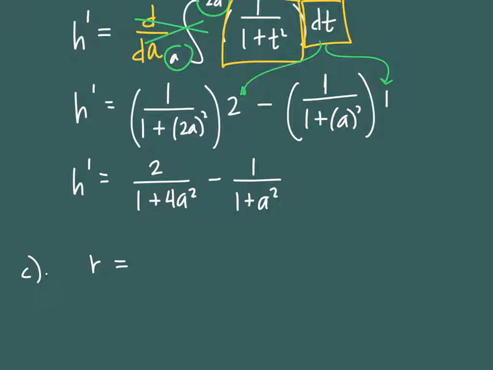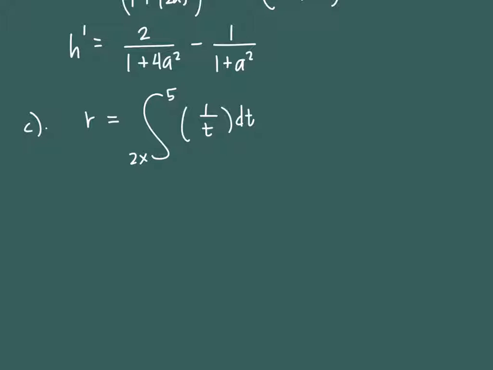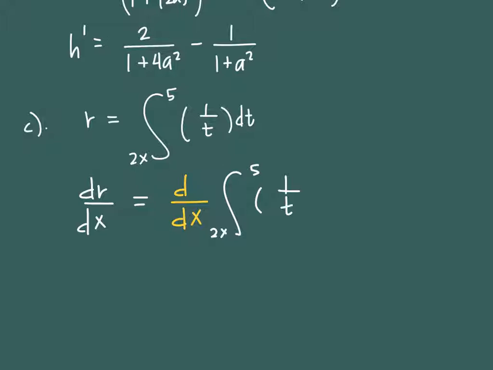Okay, r equals the integral from 2x to 5 of the expression 1 over t dt. Okay, my dr d what equals d what? All right, so dr d, and this is with respect to the variable that's part of the bounds, which is going to be x. And that will be applied to the integral from 2x to 5 of 1 over t dt.